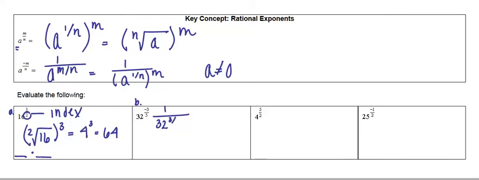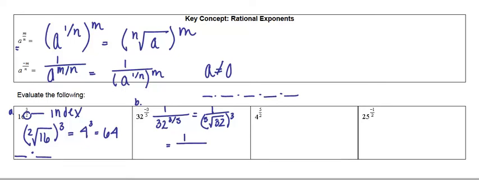Okay, for letter B, I see that I have a negative exponent, so I'm going to have to go ahead and write it in the denominator. So I have 32 to the power of 3 over 5. This number is in my denominator, so I'm going to put it in my index. And I'm going to cube it.